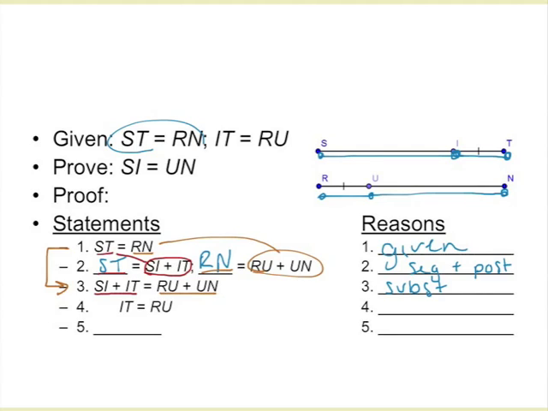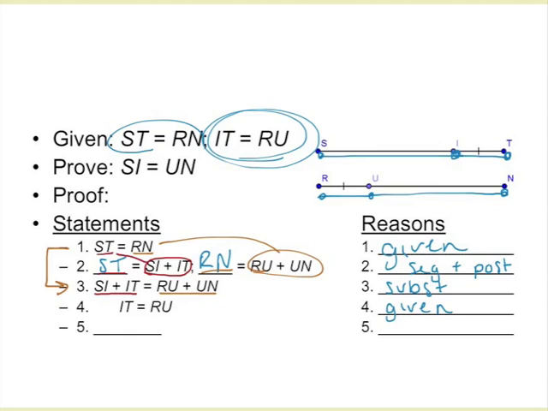IT equals RU. That seems kind of like a random piece of information. If we look at the picture, they're marked as being equal, but we can't refer to a picture in our reasons. But if we look on up at the top, we actually didn't use our entire given before. They held off on that piece of information until later. So that is actually given information again.